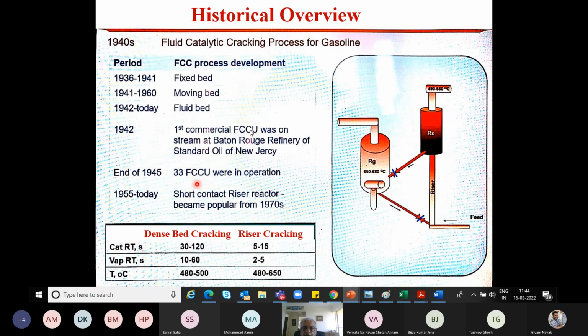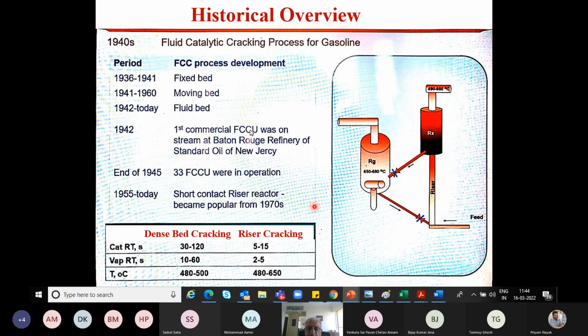By the end of 1945, we had 33 units in operation. In fact, as we speak today, there are more than 450 such FCC units in operation worldwide. In our own country, we have more than 15 such units. Again, the smallest and the largest. The smallest is a 1 million ton per annum unit operating in many of our public sector refineries like BPCL, HPCL, Indian Oil. While the world's largest FCC unit is operating in Reliance, 11 million ton per annum, or 220,000 barrels per day. And there are two such FCC units in Jamnagar in Reliance.